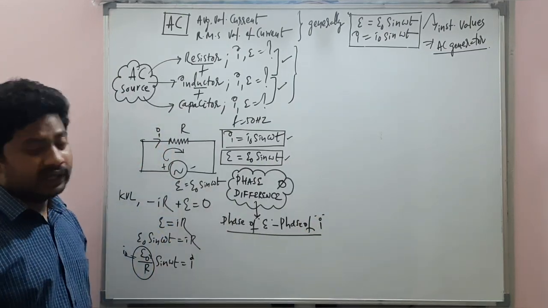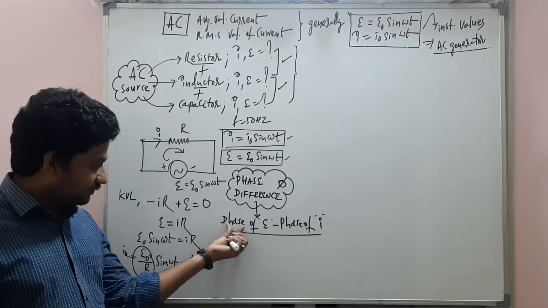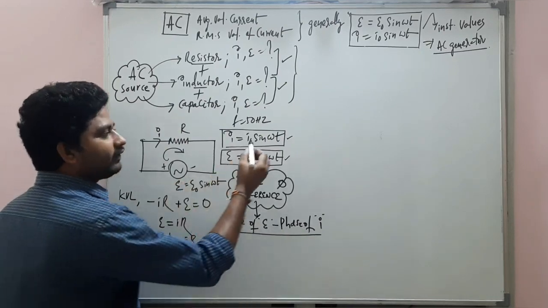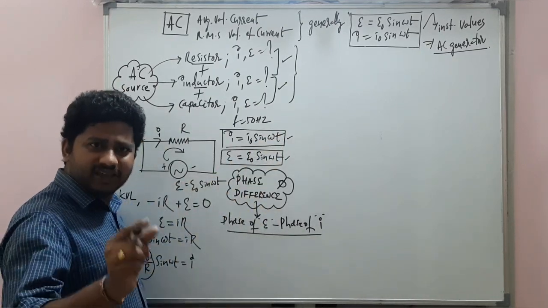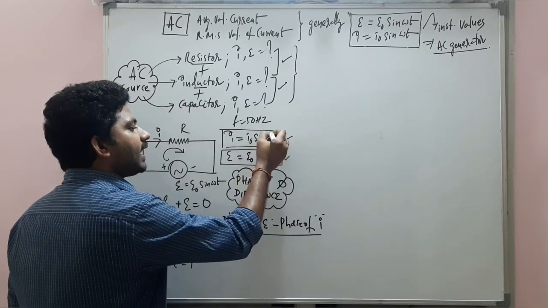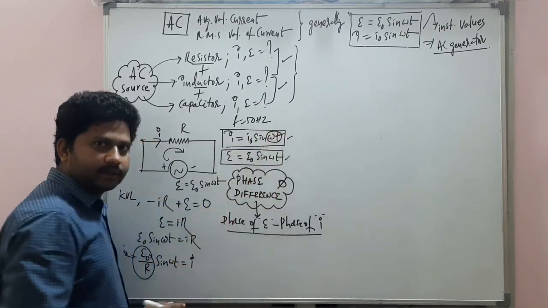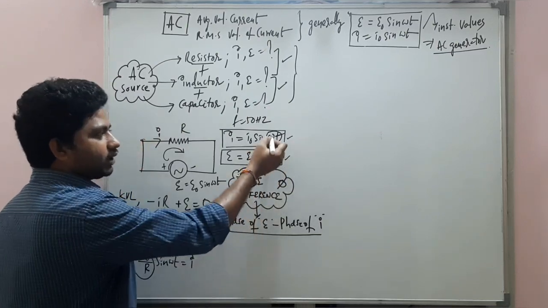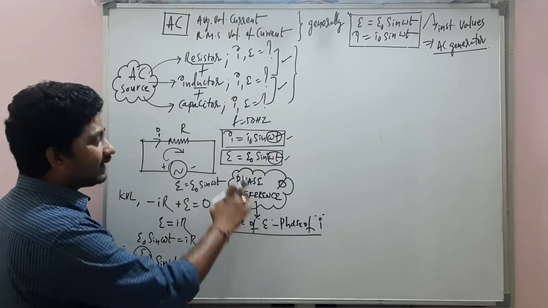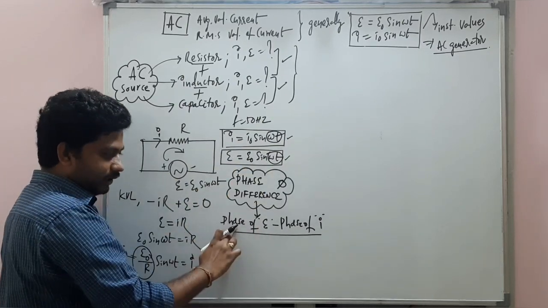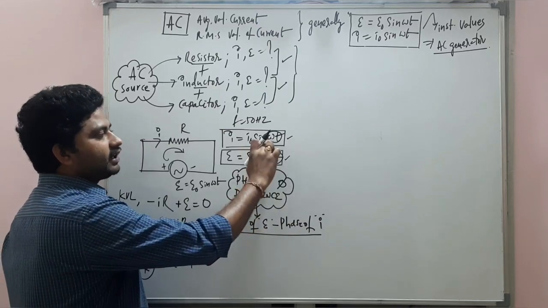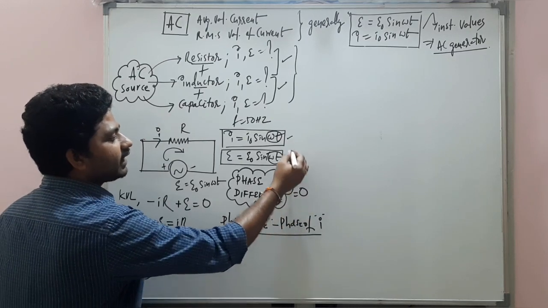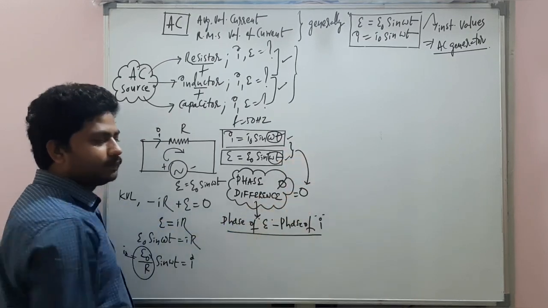What is phase here? To know the phase difference, you should first know the phase. Phase is simply the angle. So what is the angle here? Omega t, right? Sin theta, where theta is omega t. The phase of the instantaneous EMF is omega t, and the phase of the instantaneous current is also omega t. Both are the same. So can I say in this case the phase difference is 0?